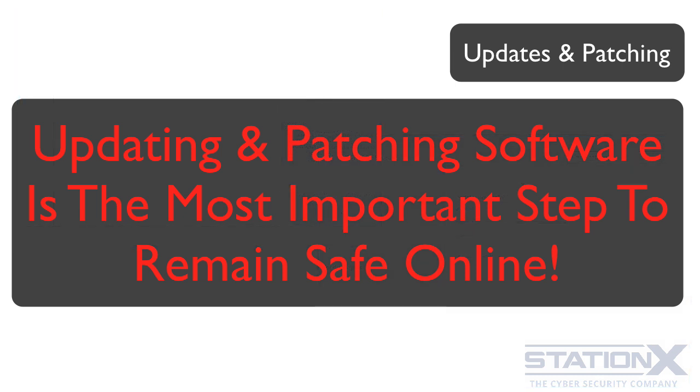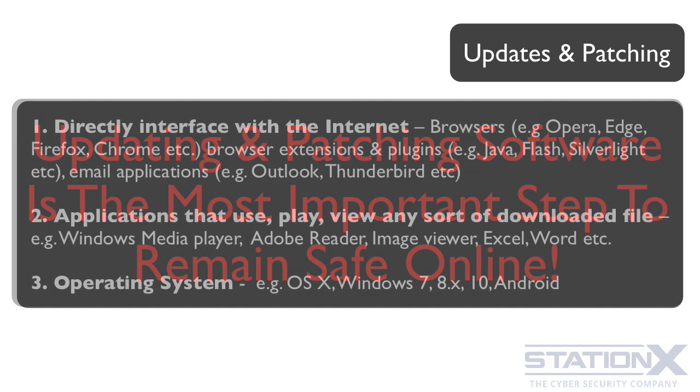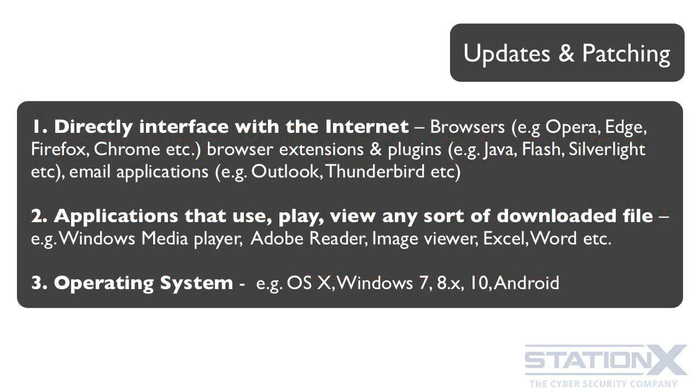The products that need updating the most are, number one, those that directly interface with the internet, such as browsers like Opera, Edge, Firefox, Chrome, browser extensions and plugins like Java, Flash, Silverlight. And if you use email applications like Outlook and Thunderbird, those are important. As these interact directly with the internet, they are the biggest attack vector.